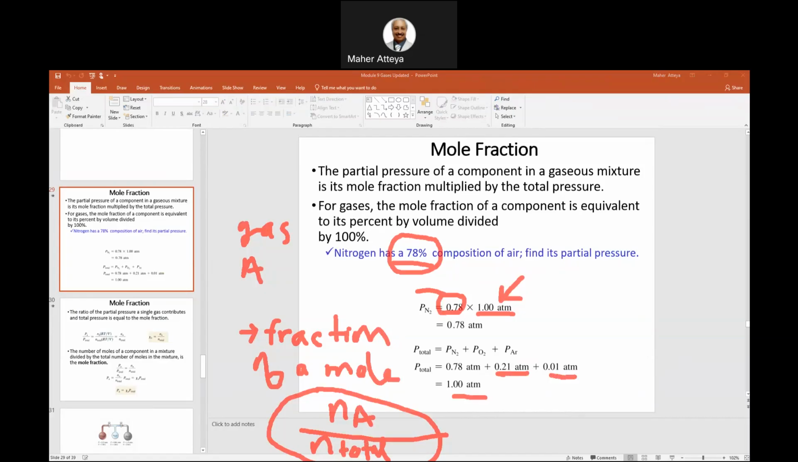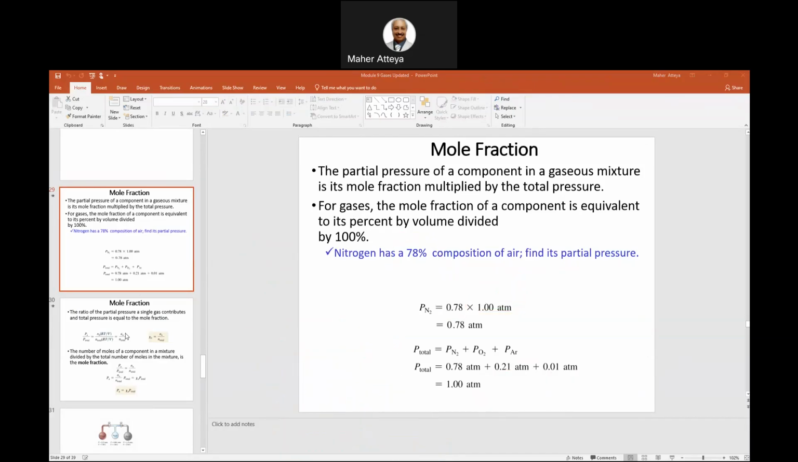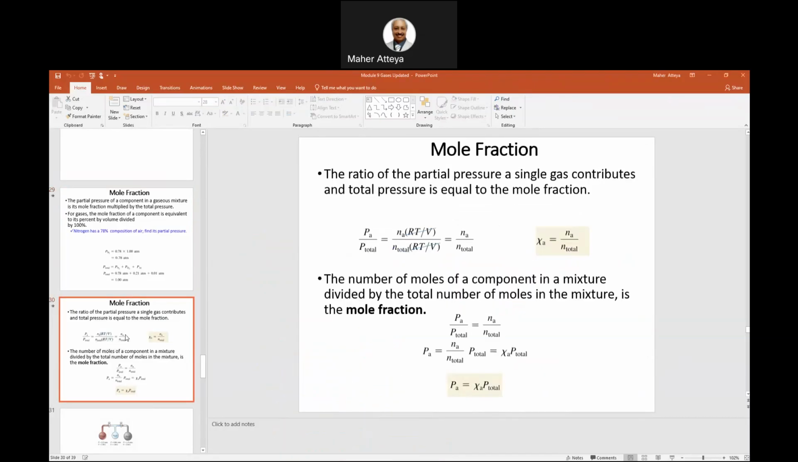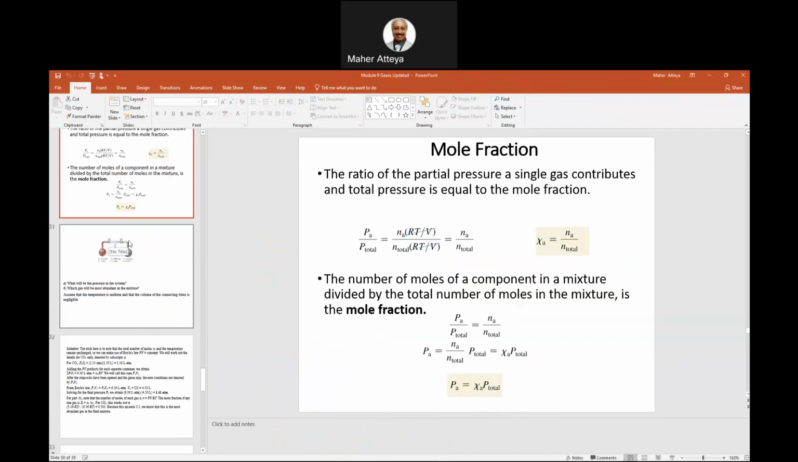Now let's go back to the definition of mole fraction. Here is the mole fraction. You see it? Makes sense? You have a gas A or B, whatever. So the mole fraction is the moles of that gas divided by the total number of moles. It's part of the total. So this is the mole fraction.